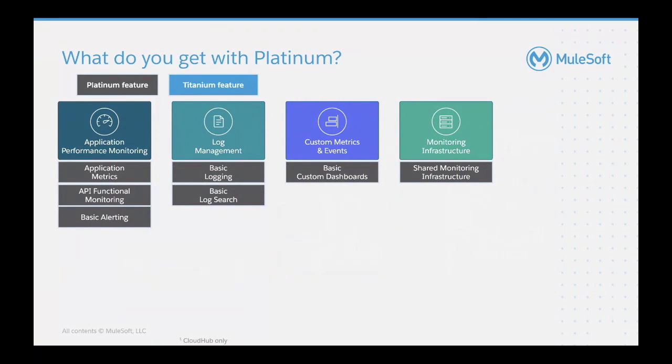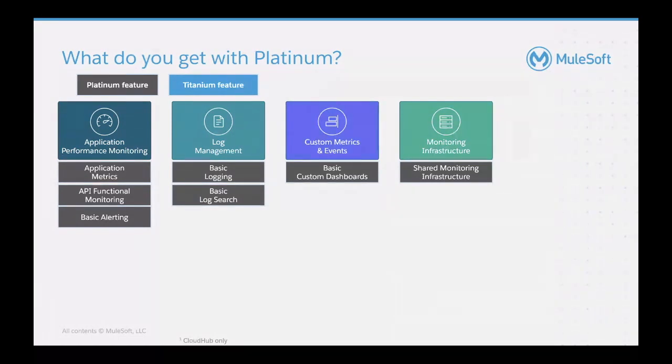This is what you get with Platinum. Under each section I've just specified, for application performance monitoring you get the out-of-the-box metrics, which is around 80 plus metrics. You get API functional monitoring, and you get basic alerting. For log management, this is basically your runtime logs. You don't get any log management features in Anypoint monitoring if you don't have Titanium. So this is your logs and log search available in Runtime Manager, and they have a retention period.